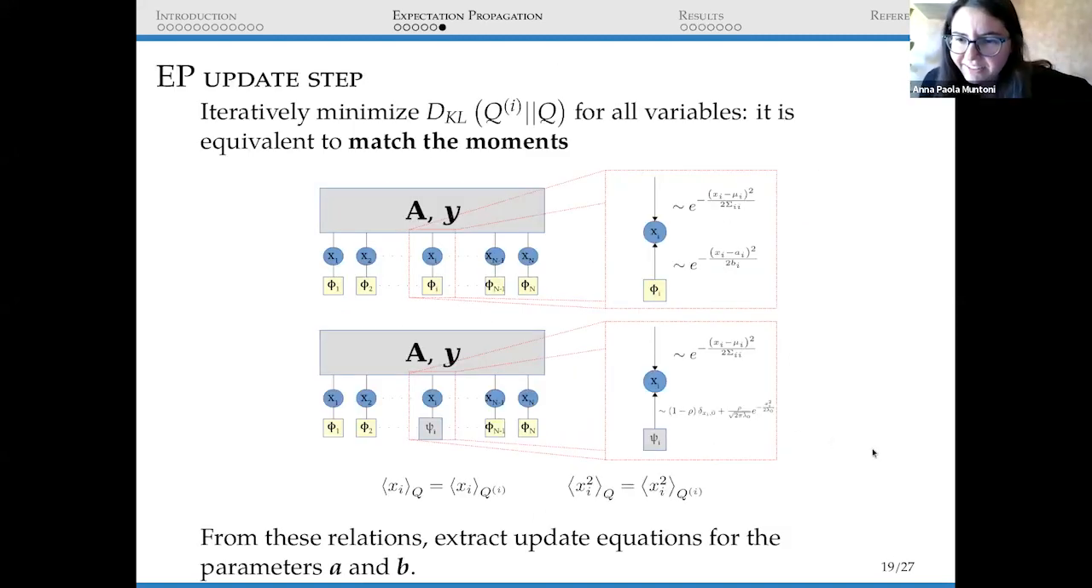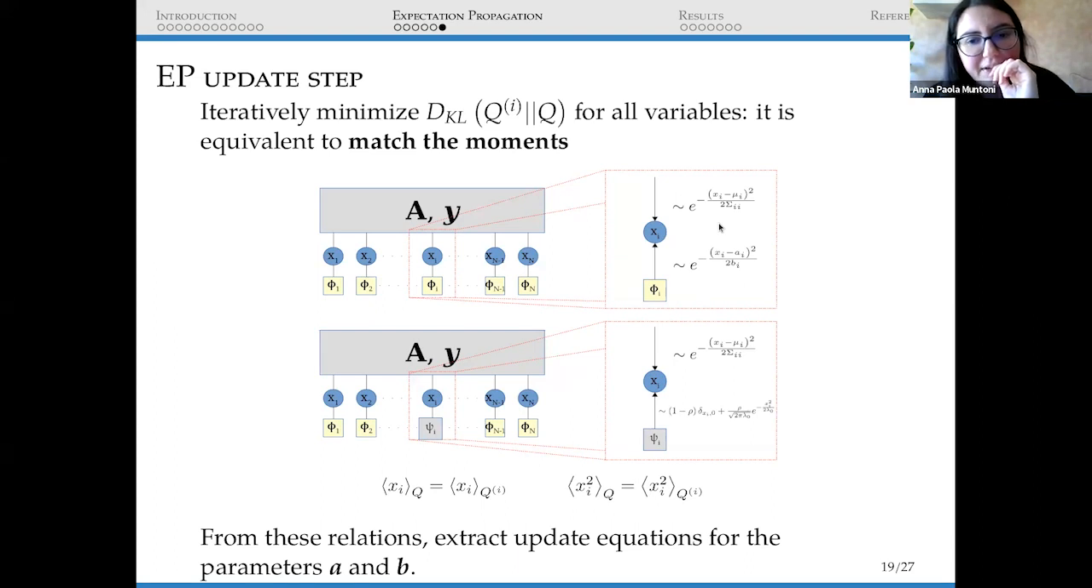Okay, this one? Yes. It's more of a philosophical question, in a sense. Why do you choose to minimize the Kullback-Leibler divergence instead of, let's say, the Wasserstein distance or other kinds of distances between these distributions? Yes, it's a nice question.